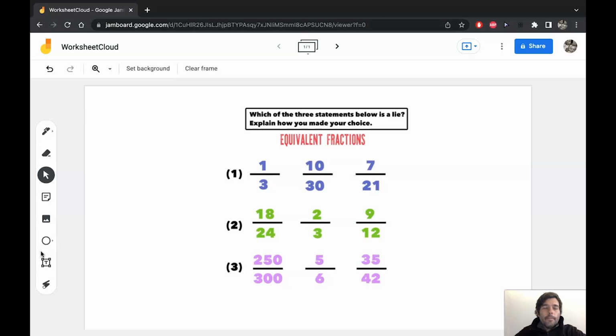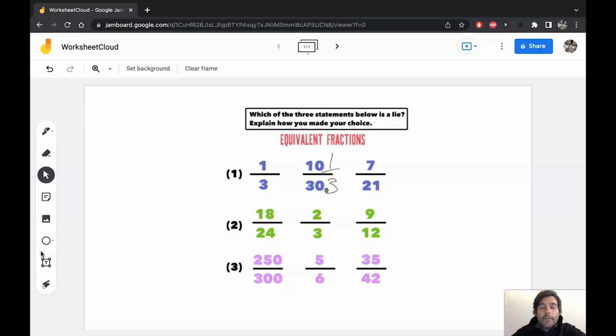Okay guys, welcome back. So let's have a look at our warm-up. We're dealing with equivalent fractions. Remember, equivalent fractions are fractions that look different, but they actually equal the same amount. So if I look at statement number 1, I think the easiest way to compare those fractions is to see if you can simplify all of them to 1/3, because 1/3 is the simplest out of all of those fractions. If I look at 10 over 30, I know that I can divide both the numerator and the denominator by 10, which means that 10 over 30 is indeed equal to 1 over 3.